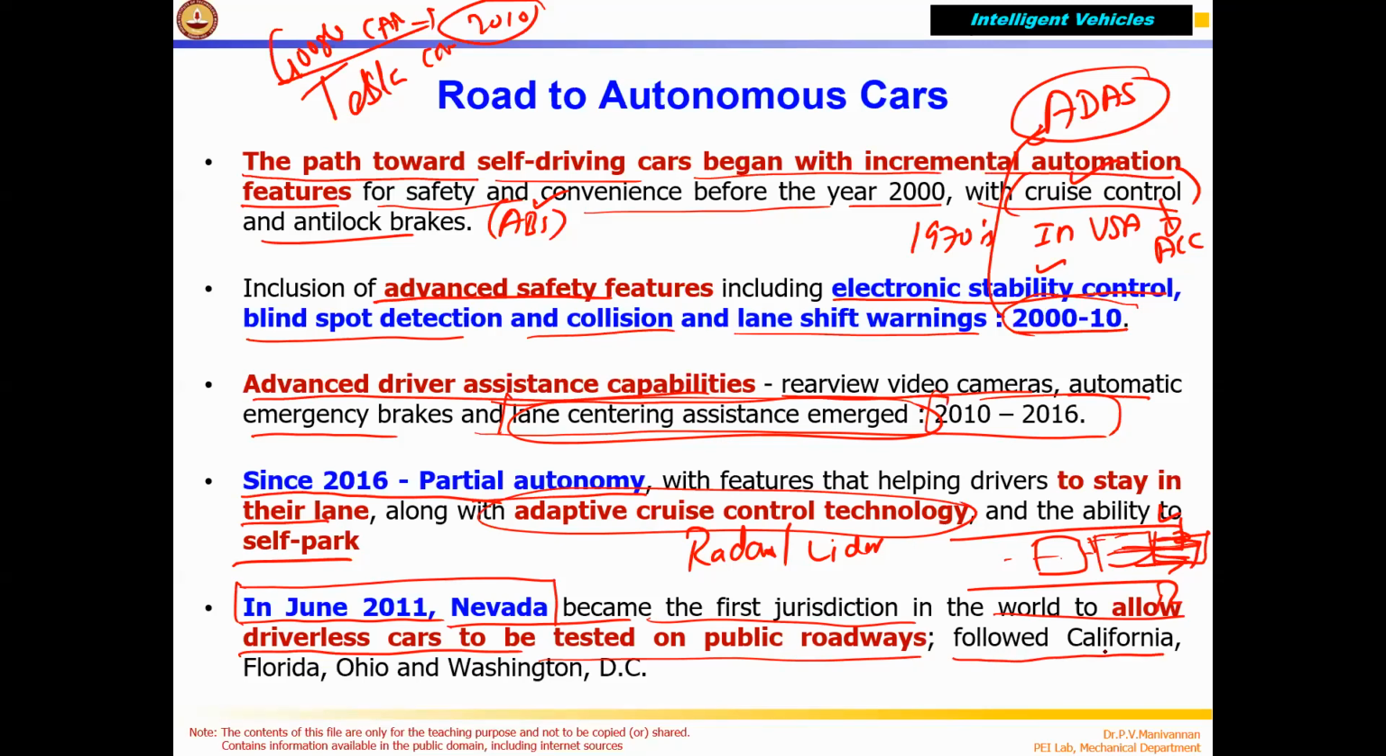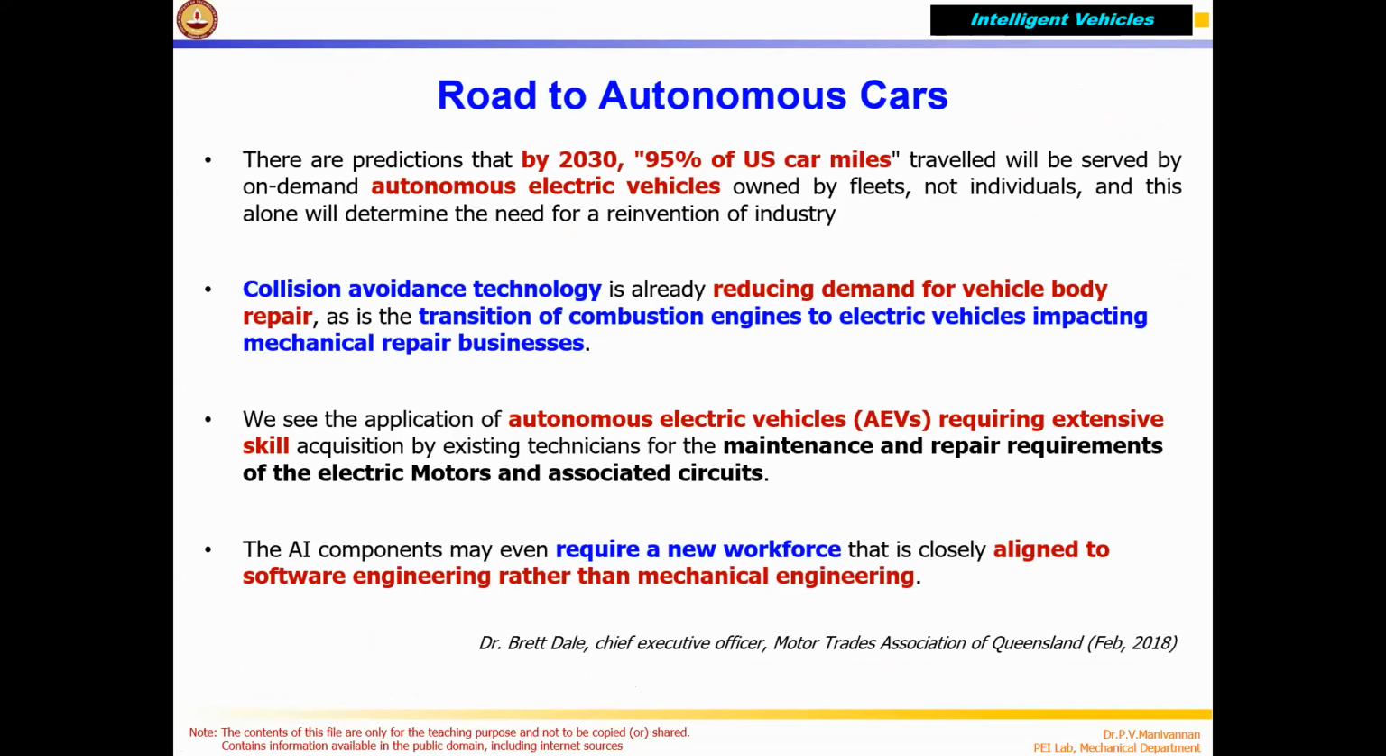Then next year, California, Florida, Ohio, and Washington DC, these states allowed. Correct. Now almost all the states in the US have allowed self-driving cars. This was in 2011. Okay. Then there is a prediction that by 2030, 95% of US car miles will be by autonomous car. Now we are in 2020, correct? They say by 2030 in the US, 90% of the car miles.